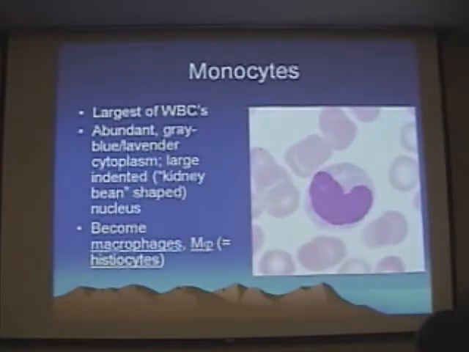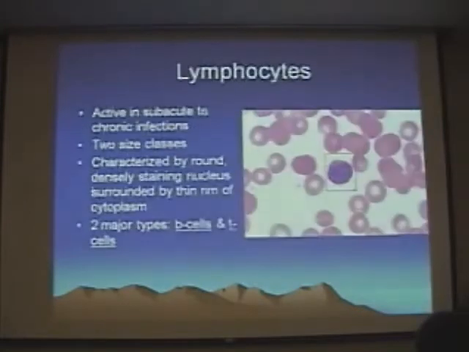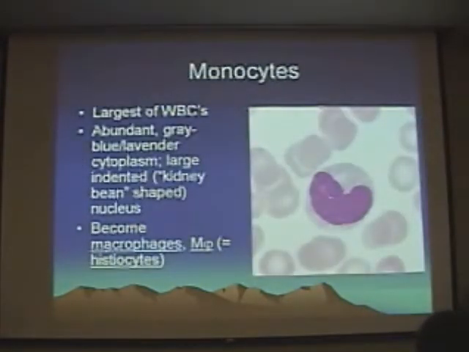But you have to remember that these are three-dimensional objects, and so that nucleus can rotate in the cell. So you won't always see that indentation. Usually you will, but not always. But you should always see a fairly abundant amount of cytoplasm. And the cells are fairly large. They're 12, 14 micrometers diameter.